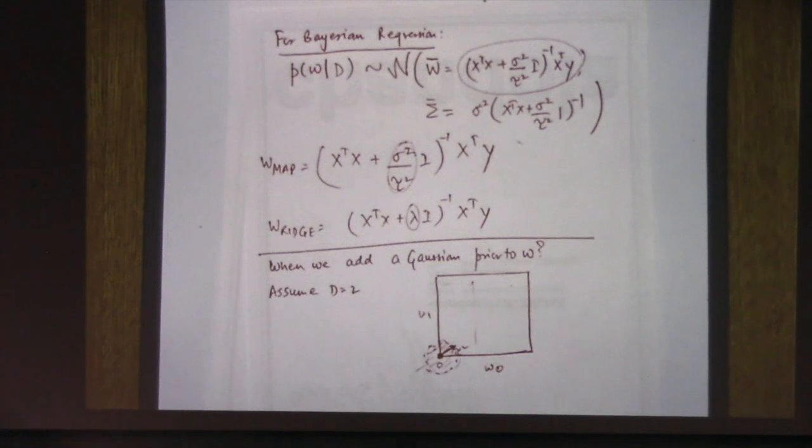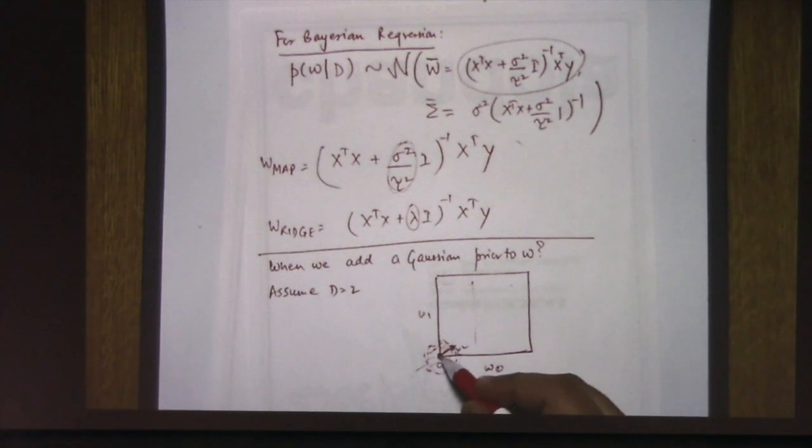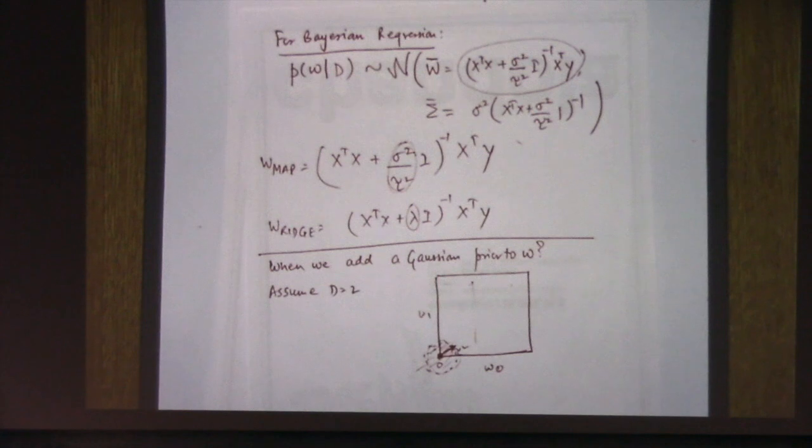If you remember the ridge regression discussion from Friday, the effect of that regularizer is that it prefers solutions in which the sum of W square is small. It's closer to 0. So that has the same effect here by putting a Gaussian prior. All right?